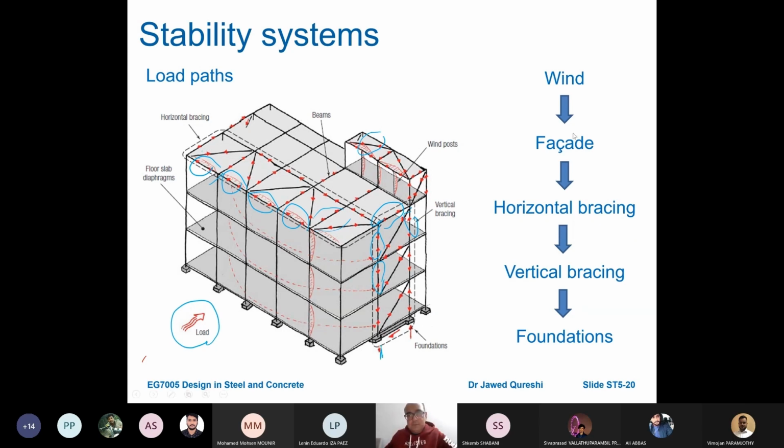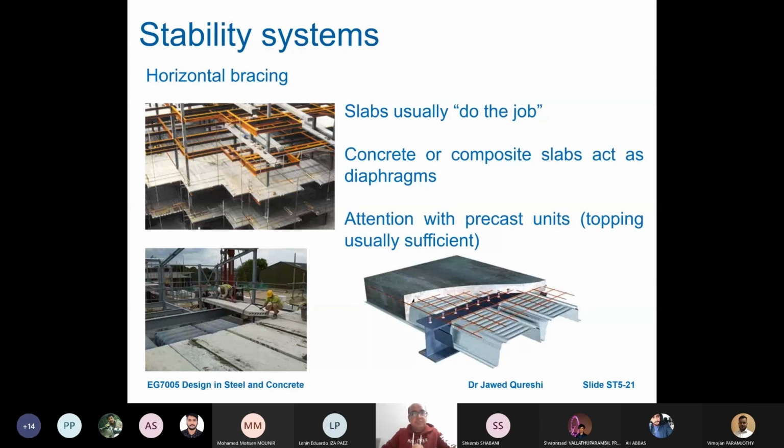Wind gets transferred along the loading path, so from wind load to facade. Firstly it goes to the facade, and then it goes to horizontal bracing, and then it goes to vertical bracing, and then it goes to the foundations. So it is very important to understand the wind path. Let me move on to horizontal bracing.